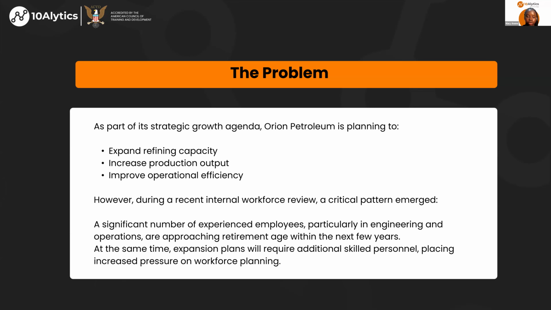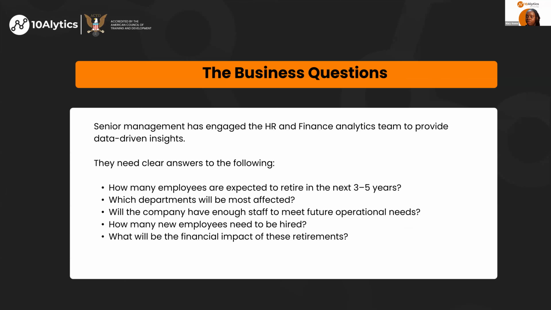So preparation is at the heart of this right now, but they don't know what the actual number is or which departments are most affected. Yes, they know engineering and operations, but what other departments are affected in this scenario, and how do they plan for it before that situation hits? So we're going to be answering a couple of questions to help make our presentation much clearer to senior management.